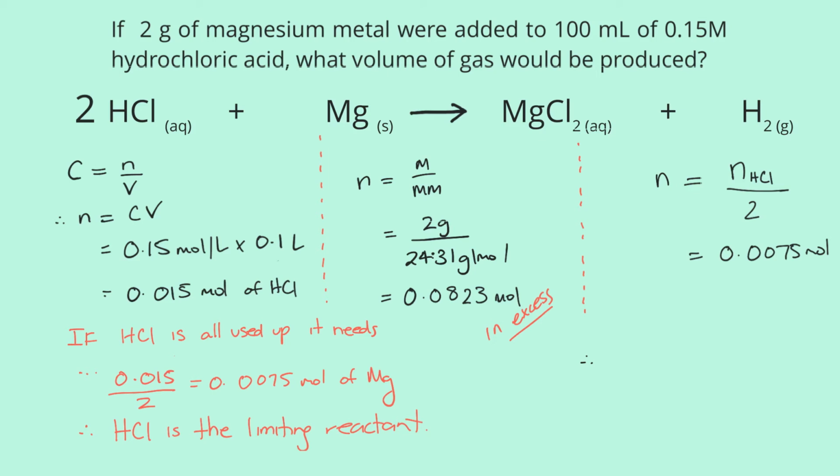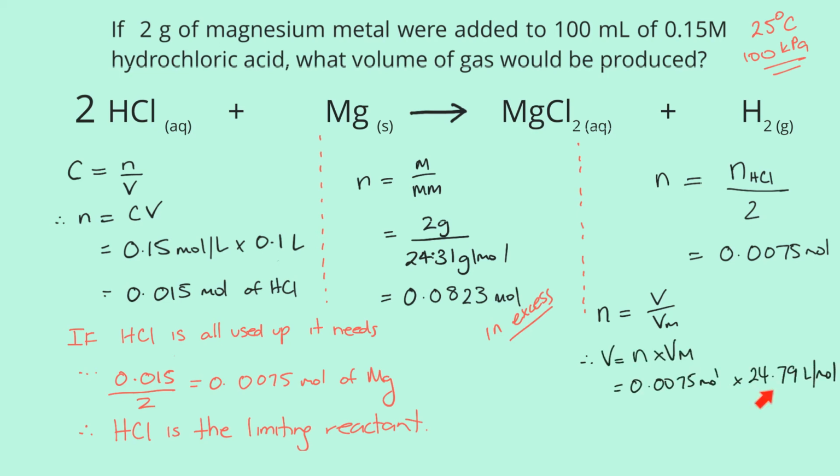Now, I was silly and I forgot to put the temperature and pressure in the question, so I'll just do that now. And that makes it easy for us to do the calculation because we can use this lovely n = V/Vm. Vm, of course, is the molar volume. And we know that the molar volume of any gas at 25 degrees C and 100 kilopascals is 24.79 litres. Substitute that in, calculate it, we get 0.186 litres.